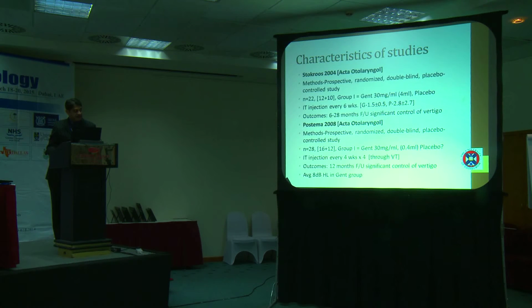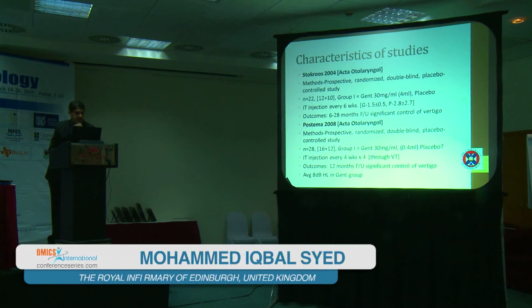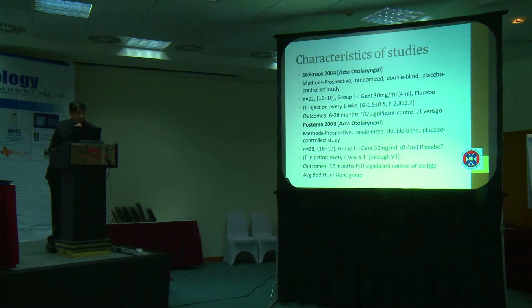Outcomes were assessed at 6 to 28 months, and on follow-up, there was significant control of vertigo in the patients that had the intratympanic gentamicin. The patients did not report any hearing loss. In the Postma study, there were 28 patients, 16 in the gentamicin and 12 in the placebo group. Injections were given every 4 weeks through a ventilation tube, and outcomes were assessed at 12 months. Again, there was significant control of vertigo in the group that got the gentamicin, although they did report an average hearing loss of 8 decibels in the gentamicin group.